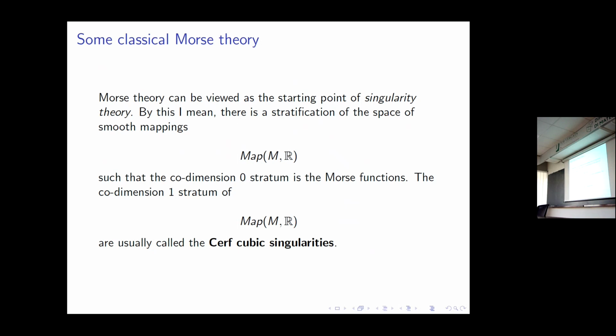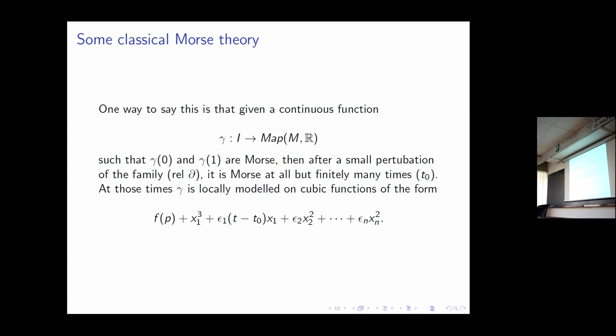That statement about Morse functions being generic, one way you can think of it is that this mapping space turns out to have a stratification where the codimension 0 stratum is the Morse functions, and then you can ask, well, what's the higher stratification of it? Codimension 1 strata are called Cerf cubic singularities. Let me talk a little bit about that. So that's an infinite dimensional object. What do I mean by codimension 1 strata?